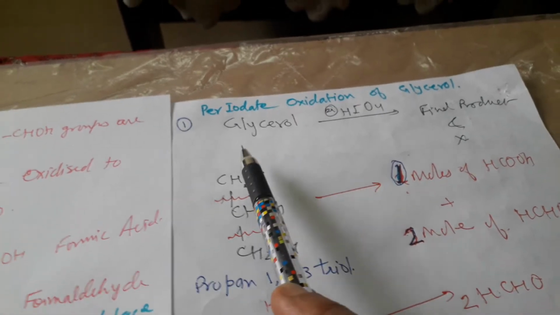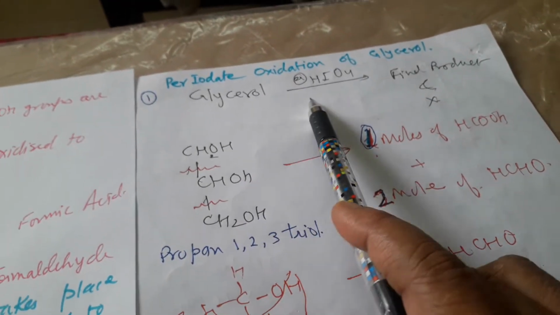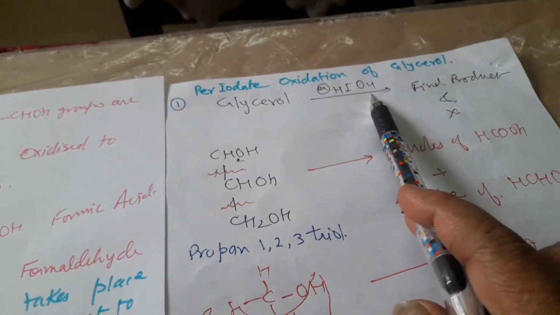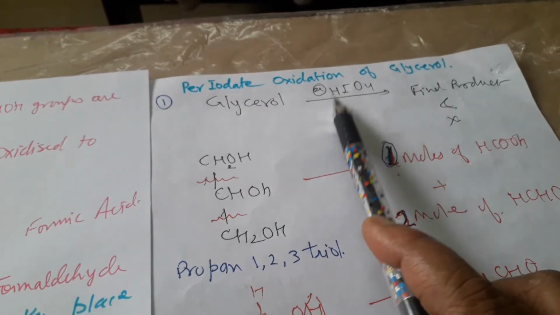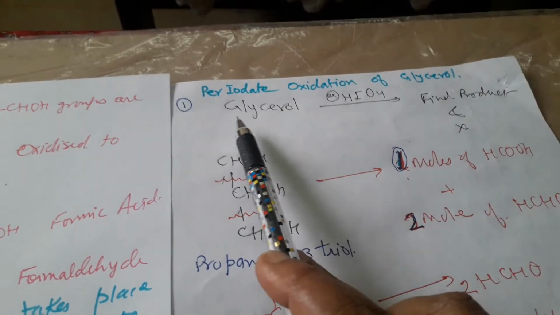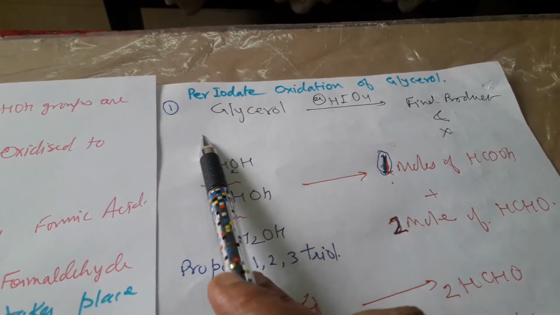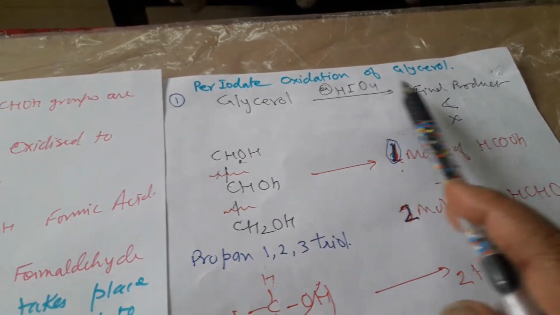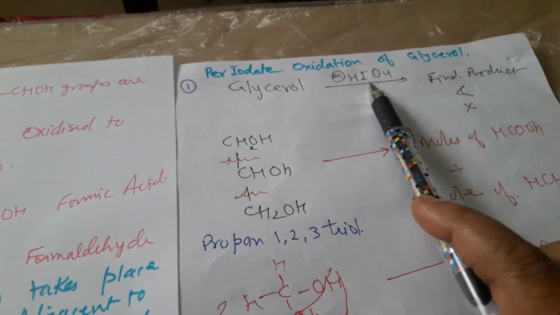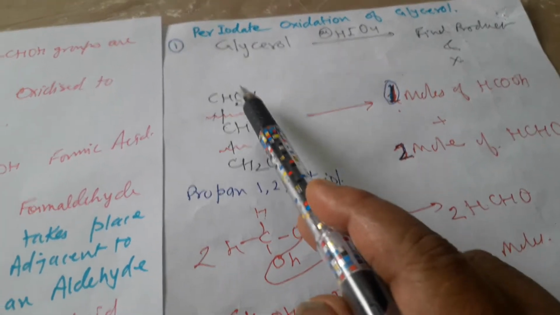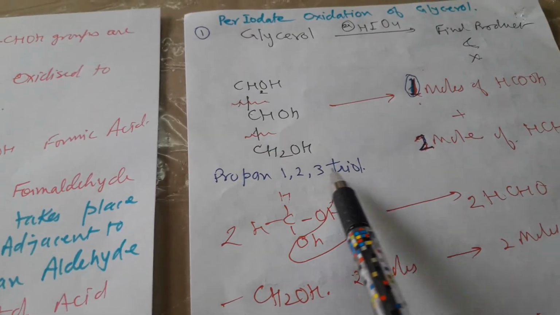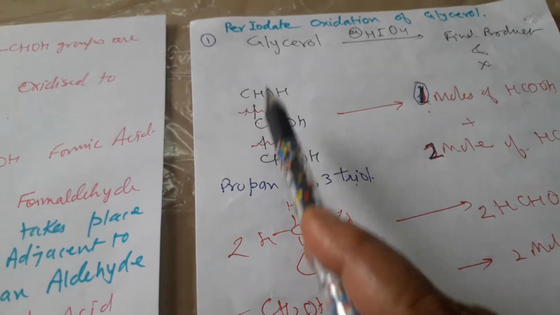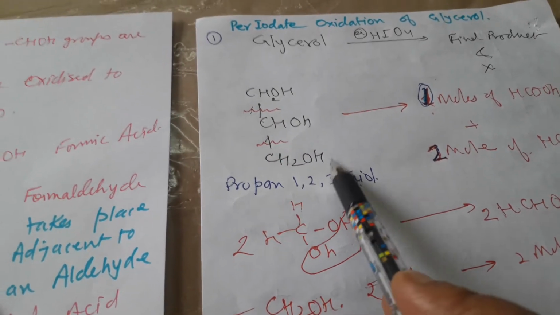See here, glycerol, I have explained to you. Find out how many moles of HIO4 would be required for the oxidative cleavage, or you can say oxidation, of glycerol by HIO4. At that time you have to write down the structure first. You should know that it is propane-1,2,3-triol. So this is a primary alcohol grouping, a secondary alcohol grouping and another primary alcohol grouping.